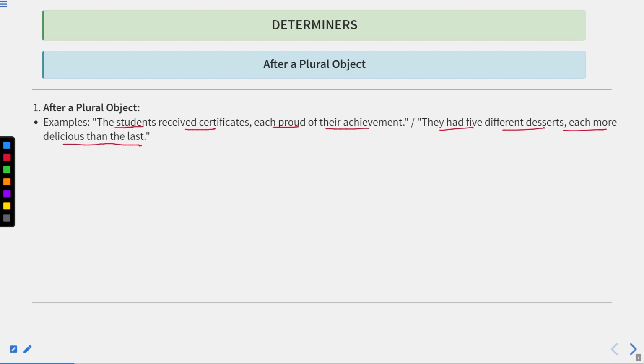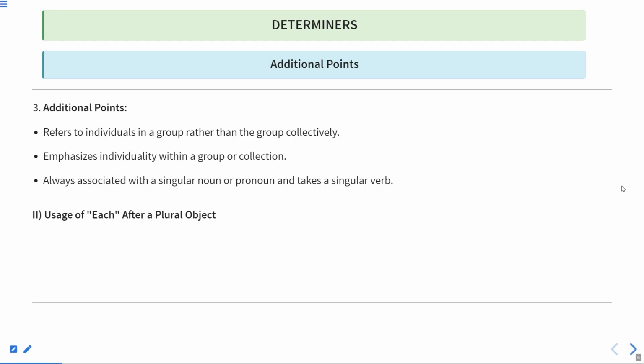The first sentence is: the students received certificates, each proud of their achievement. This is one sentence. So here the students received certificates, each proud of their achievement. It means each of the students was proud of their achievement. Okay. Now let us move to the next one.